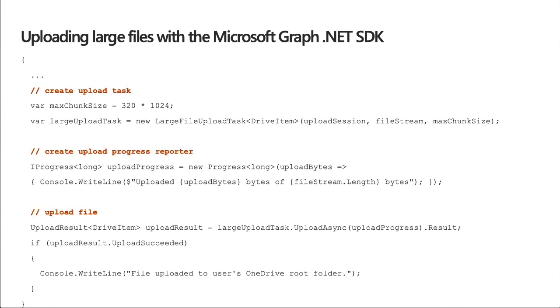And then finally, I'm going to upload the file by saying largeUploadTask.UploadAsync, passing in my progress reporter, and then calling .Result. What that will do is go ahead and start uploading the file, and once the upload has succeeded, it will notify me that the file has been uploaded.